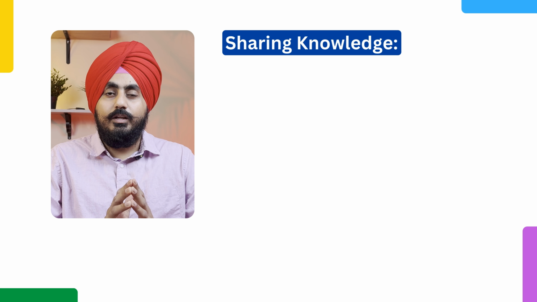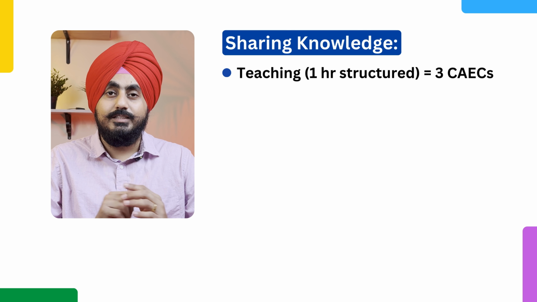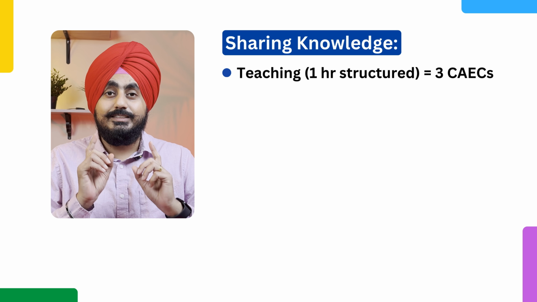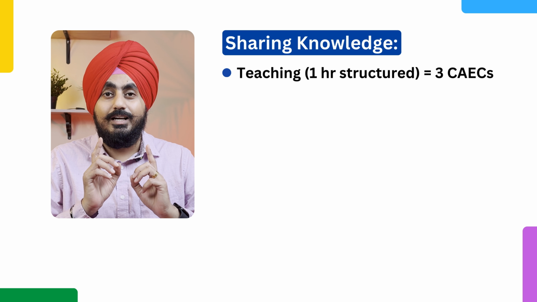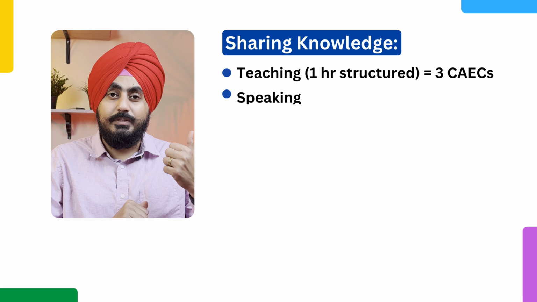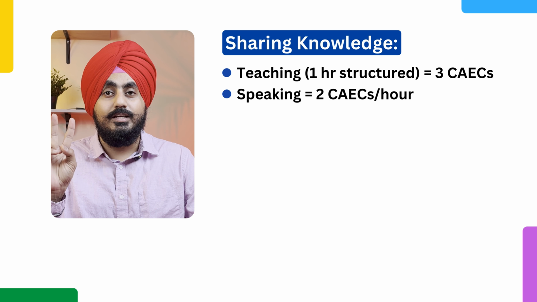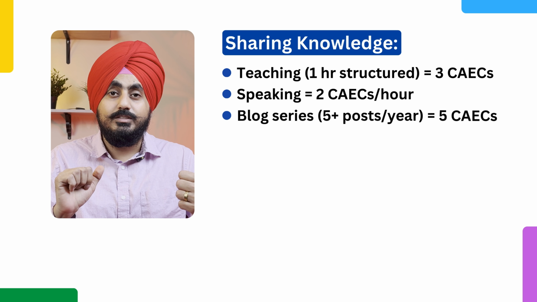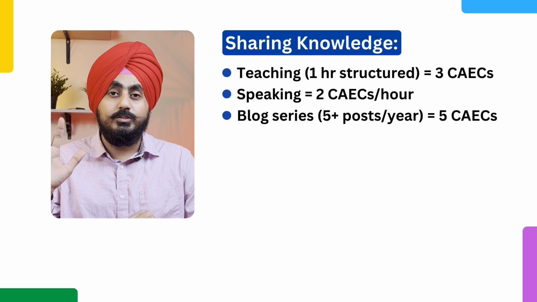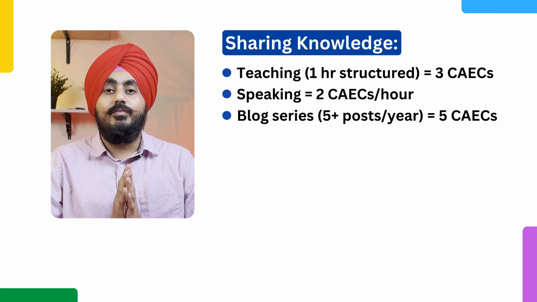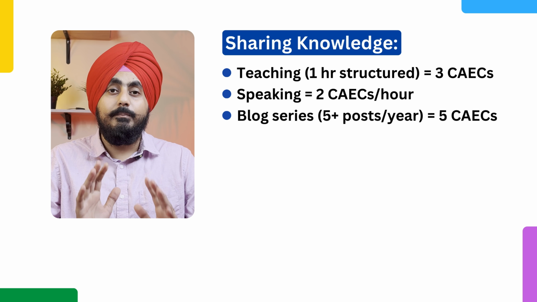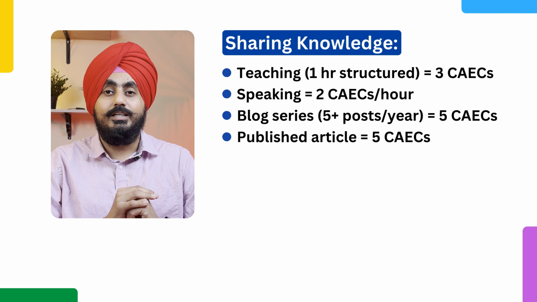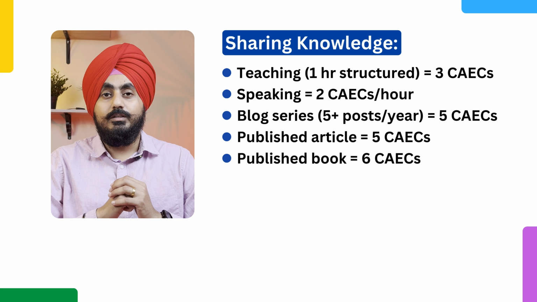For sharing your knowledge, teaching a 1-hour structured session can get you up to 3 CAECs. That's triple the points compared to just attending a session. Speaking at an event, earn 2 CAECs per hour you present. Writing a blog post, a series of 5 posts per year can earn up to 5 CAECs. Publish an article or a book, you earn 5 CAECs for an article, 6 for a book.